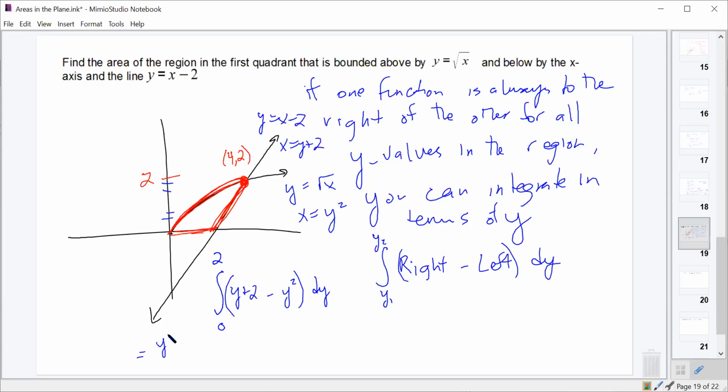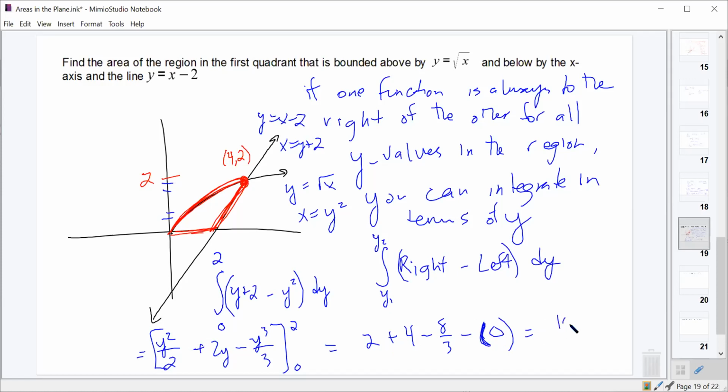Great. And so this becomes y squared over 2 plus 2y minus y cubed over 3 from 0 to 2, which is 2 plus 4 minus 8/3, minus a whole big 0 for the rest of it. And 6 is 18/3 minus 8/3, same thing we got all 3 times last time: 10/3 units squared. Good or no?